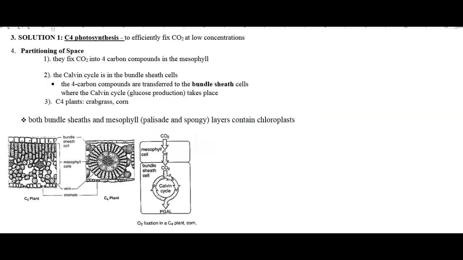Solution. C4 photosynthesis to efficiently fix carbon dioxide at low concentrations. And this is the partitioning of space. So right here, carbon dioxide goes to the mesophyll, right? Then carbon dioxide goes into the Calvin cycle, which is in the bundle sheath. So one more time, carbon dioxide goes into the mesophyll, and carbon dioxide fixation takes place here.